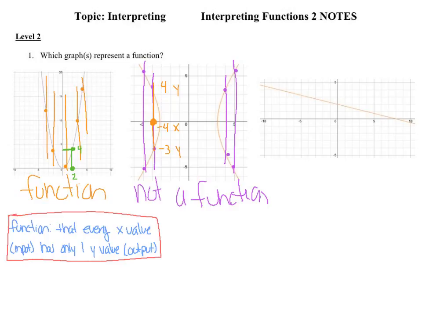Let's take a look at this last graph. If I draw a vertical line anywhere on this graph, it only hits it one time for each line. That means this graph is a function.